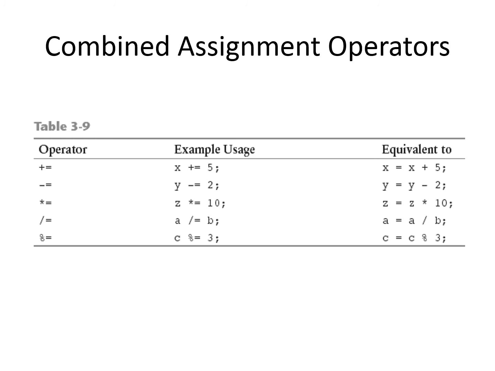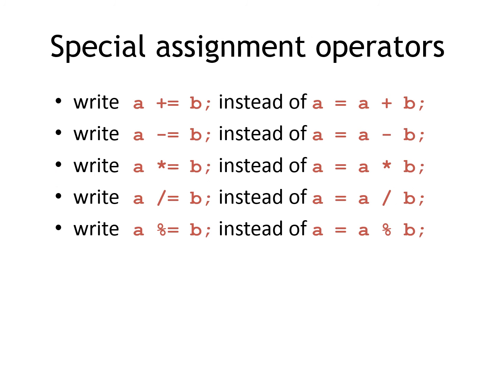Here is some example about the combined assignment operators. You have plus equal to, minus equal to, multiplication equal to, division equal to, and the modulus. If you write x plus equal to 5, you will get x equal to x plus 5, y equal to y minus 2, z equal to z times 10, a equal to a over b, and c equal to c modulus of 3. And these special assignments, you can memorize how they're shaped. This is explained the same as in the previous slide.